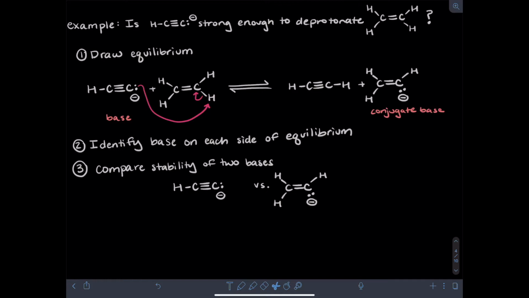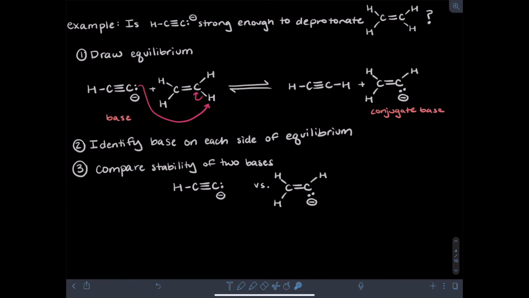Next, you want to compare the stability of the two bases. I'd start by looking for the atoms involved. Notice that my extra electron pair here resides on a carbon in either case, so the atoms are the same. I would next want to look for resonance. Neither of these molecules has resonance. Next, I would look for inductive effects, but I don't have any polar bonds near my conjugate base in the molecules, so I don't have inductive effects.